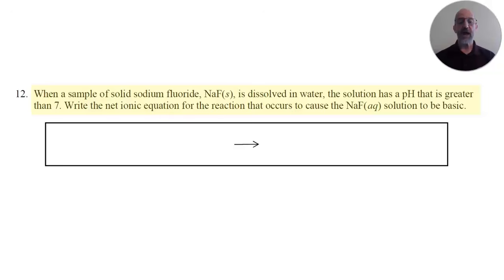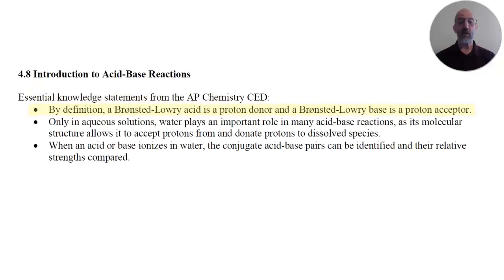Now, with respect to how do you know if something behaves as an acid or behaves as a base, this goes all the way back to Unit 4. So in Unit 4, specifically topic 4.8, Introduction to Acid-Base Reactions, one of the essential knowledge statements is the following. By definition, a Bronsted-Lowry acid is a proton donor, and a Bronsted-Lowry base is a proton acceptor.